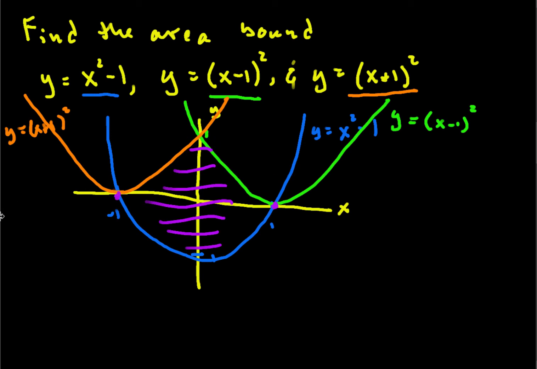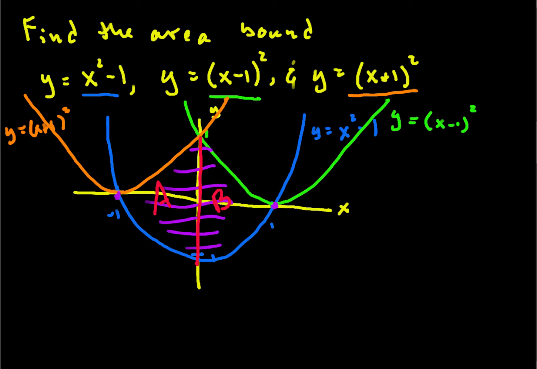And so what I need to do here, because I've got an orange curve half the time, then the green curve the other half, I'm going to split it up into two different regions. I'll call this A and B. And so the total area will be A plus B. And in A, right, I've got the upper bound is x plus 1 quantity squared, lower bound is x squared minus 1. For B, the upper bound is x minus 1 quantity squared, lower bound is x squared minus 1.